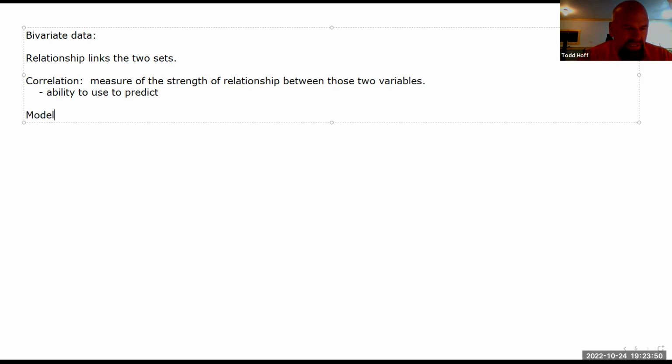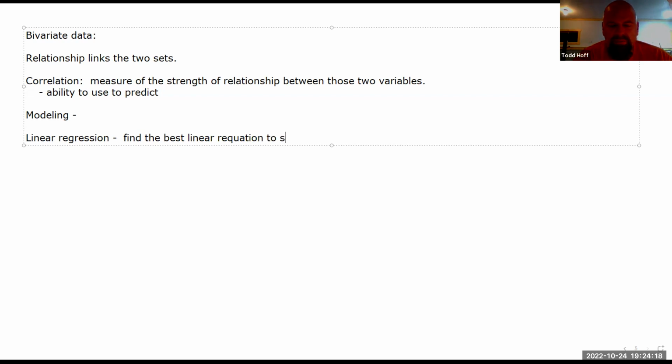And so we're looking at modeling and linear regression, which is all we're doing in this course. We're not doing any multiple regression or quadratic regression or anything like that. Simply, we're looking to find the best linear equation to summarize that relationship, or that correlation. And then the equation is what we're going to use to predict.